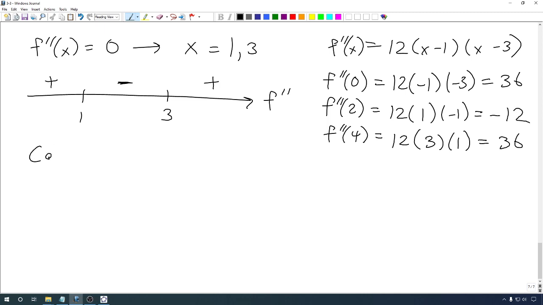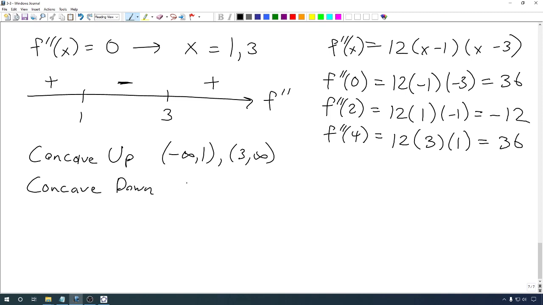So our original function was concave up from negative infinity to 1 and from 3 to infinity, because those are the places where we have a plus sign. It's concave down from 1 to 3, because that's where we have a minus sign.